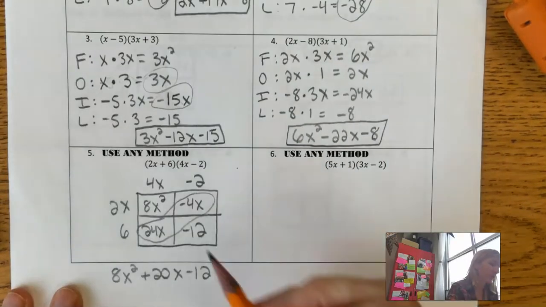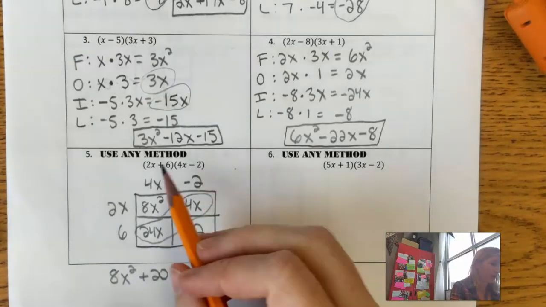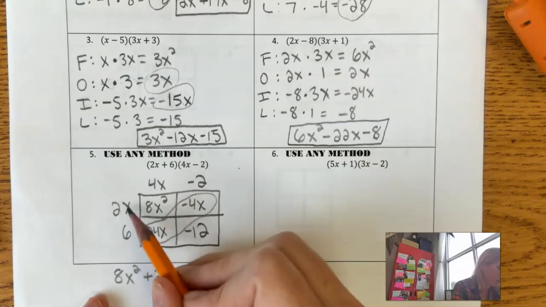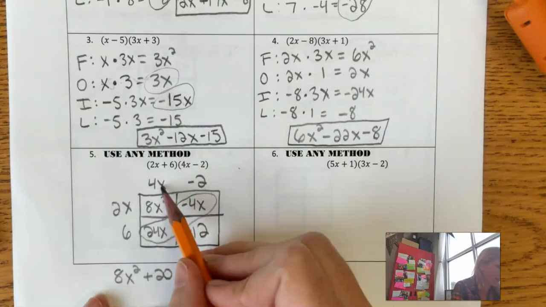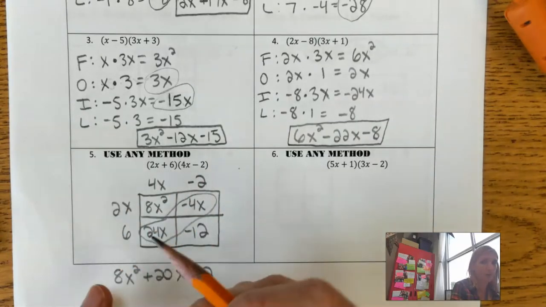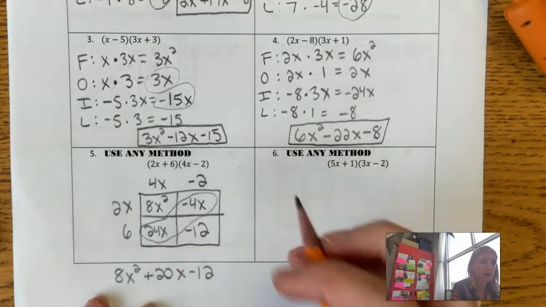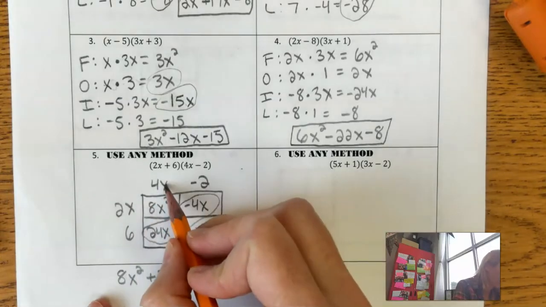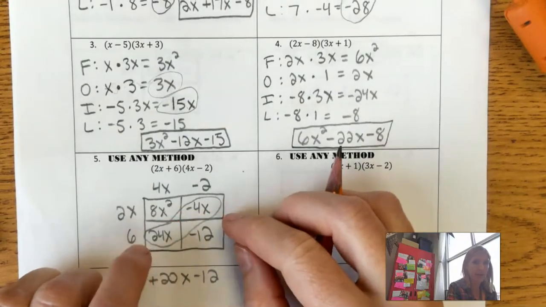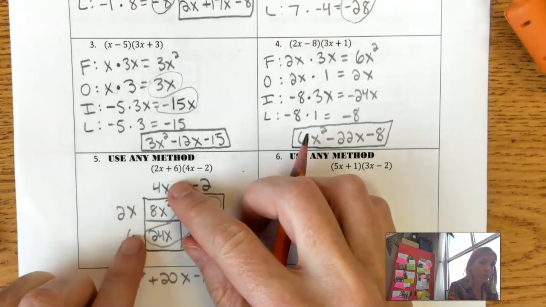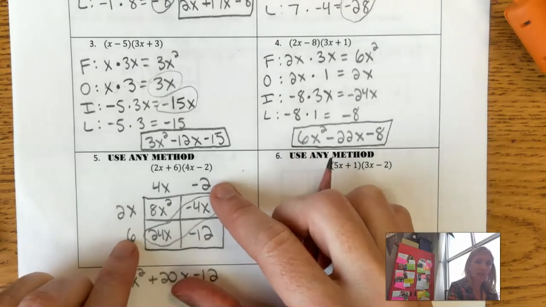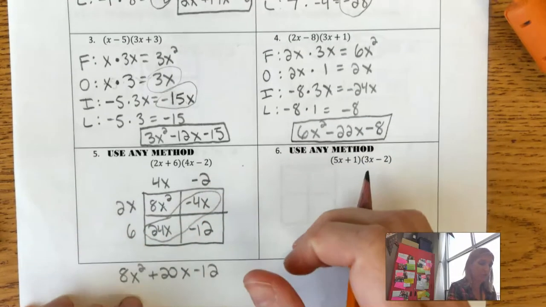I used box method here, so I drew a box with 4 squares because I've got 2 binomials. So I put this first one on this side, 2x and 6, and then I put the second binomial up top. It doesn't matter which one you put on the side and which one you put up top. As long as you're multiplying correctly, you're fine. Alright, so 2x times 4x gives me 8x squared. 2x times negative 2 gives me negative 4x. 4x times 6 gives me 24x. And 6 times negative 2 gives me negative 12.